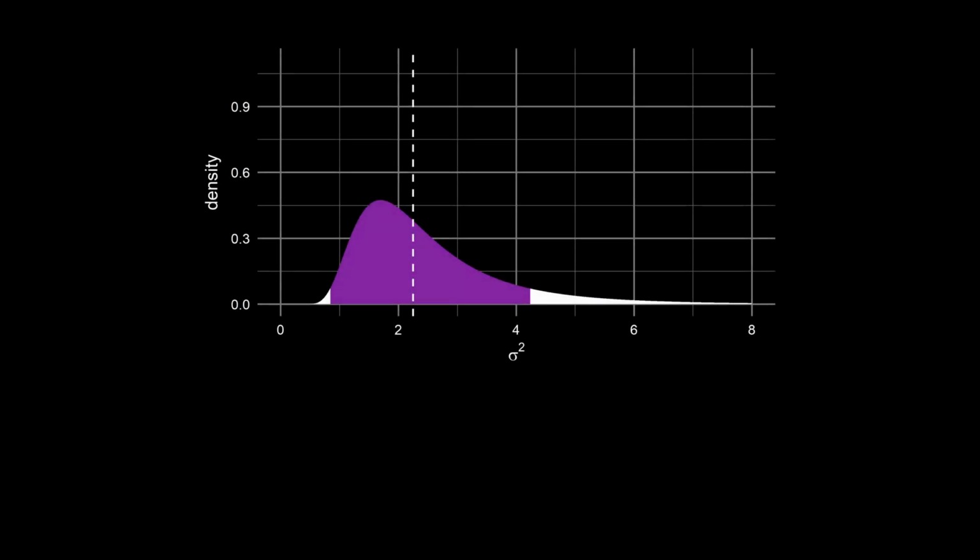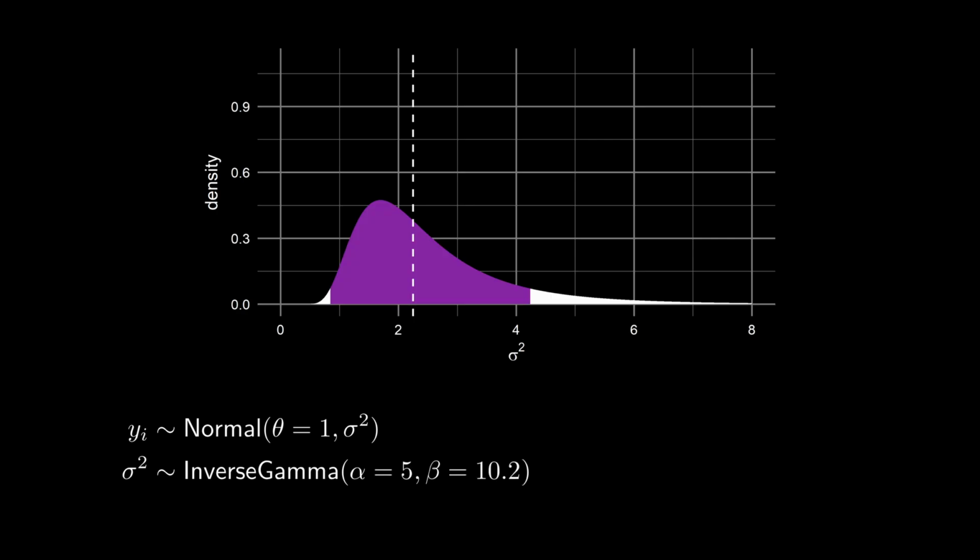Let's look at the Bayesian update of the inverse gamma prior using simulated observations. I sampled 60 observations from a normal distribution with a mean of 1 and a variance of 2.25. 10 of these observations were used to set the prior hyperparameters according to the rule just described. The remaining 50 observations were used to perform the Bayesian update in batches of 10.